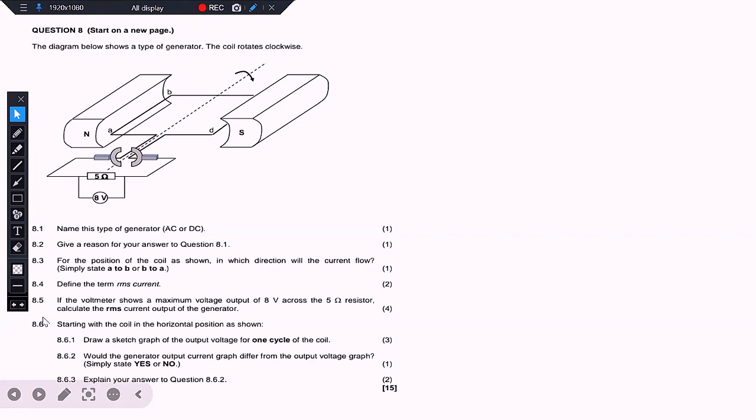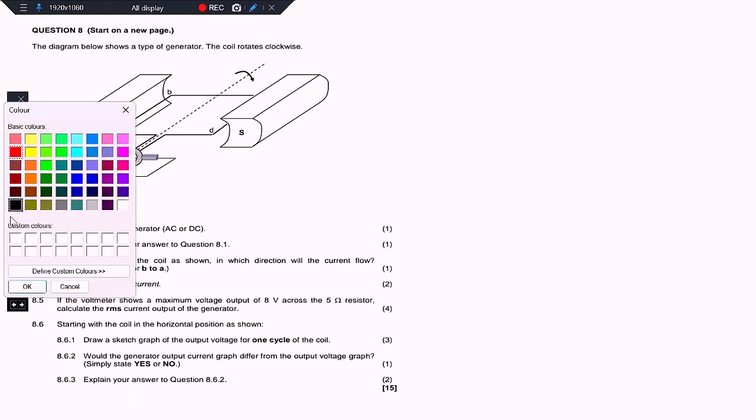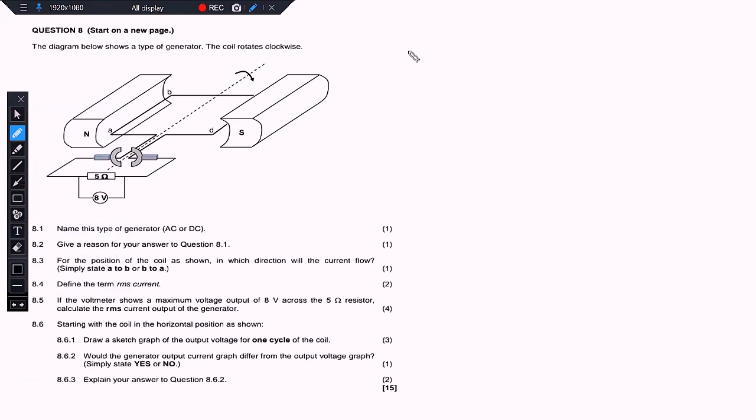Okay, so moving to 8.5, it says if the voltmeter shows a maximum voltage output of 8 volts across the 5 ohm resistor, calculate the RMS current output of the generator. Right, so I will give you two methods of solving this. The first one, you can approach it like this. So you have your 8.5 here. We are trying to calculate the RMS current. We are given the maximum voltage, which is your Vmax, and then we are also given the resistance.